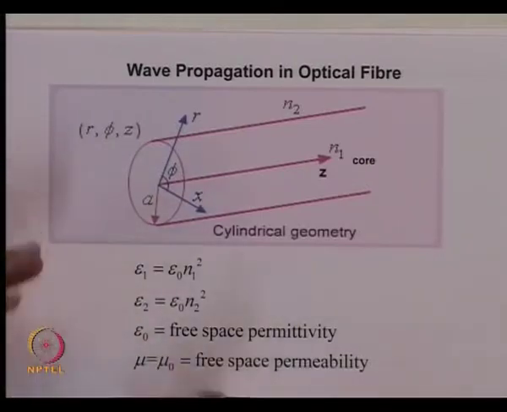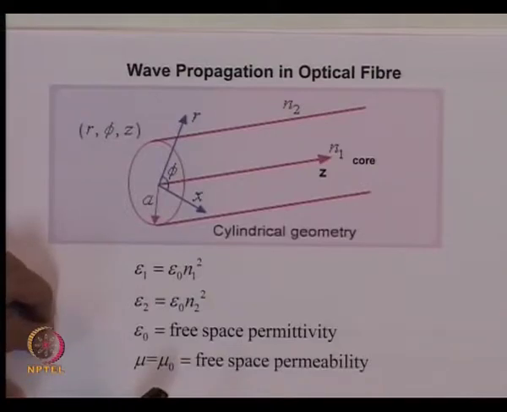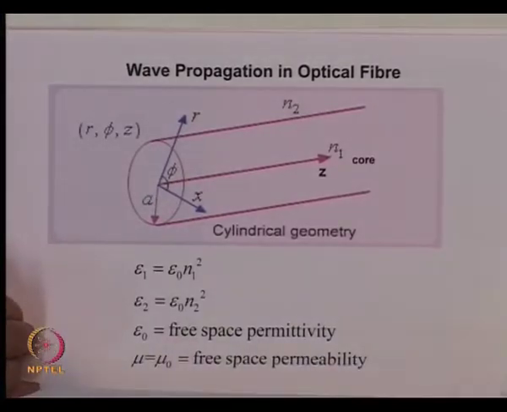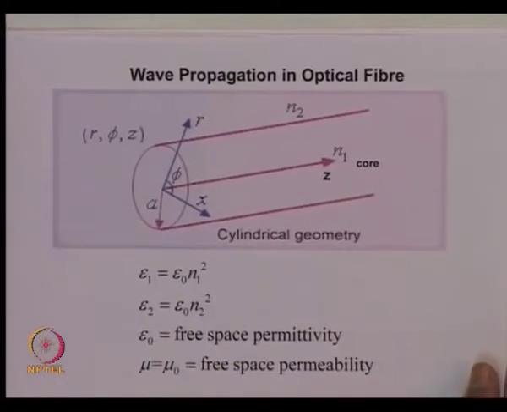Then we assume that the medium we are talking about is essentially non-magnetic, because we are talking about material like glass. So, the permeability of this medium is the same as free space, mu equal to mu 0, the free space permeability. With these basic definitions, we can now go to the analysis of wave propagation inside the cylindrical rod, and whenever we start a problem like this, we start with Maxwell's equations.